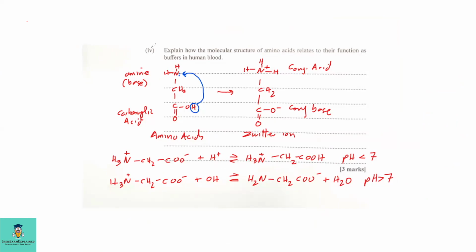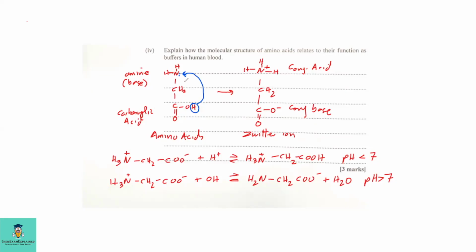Part 4. Explain how the molecular structure of amino acid relates to their function as buffers in human blood. So right away, we want to look at the structure of amino acid.